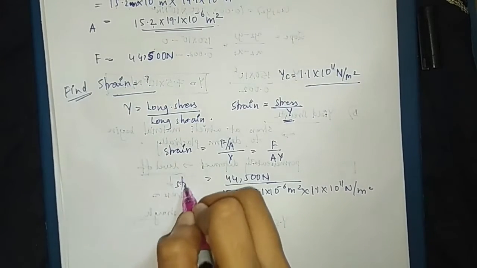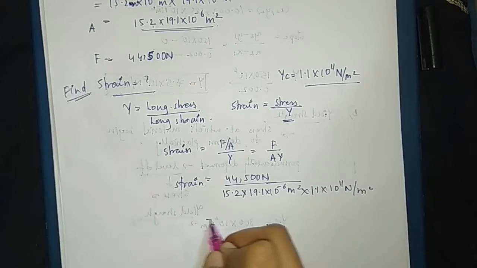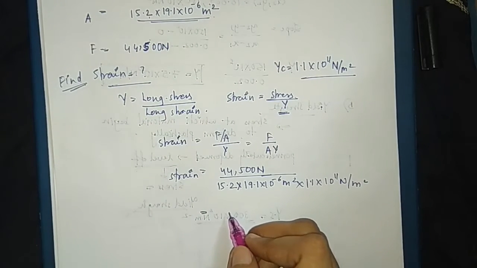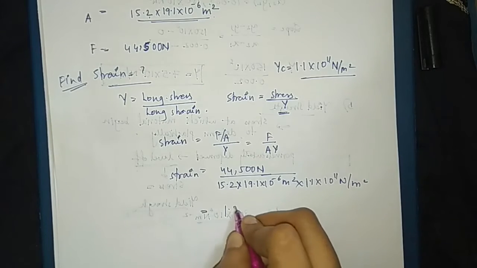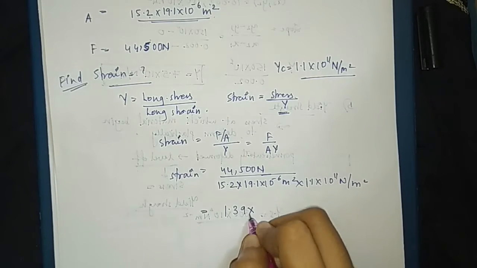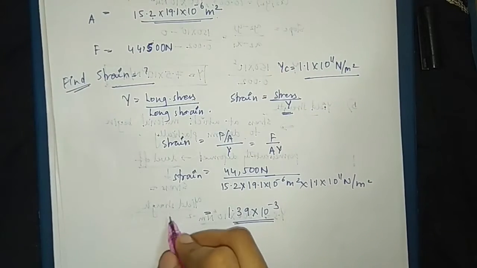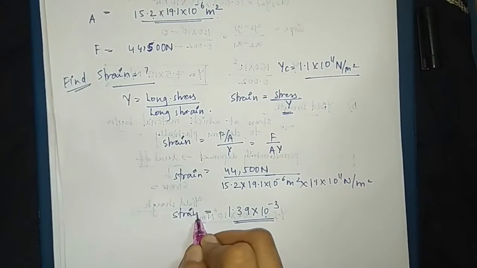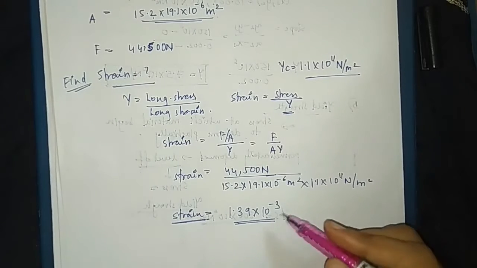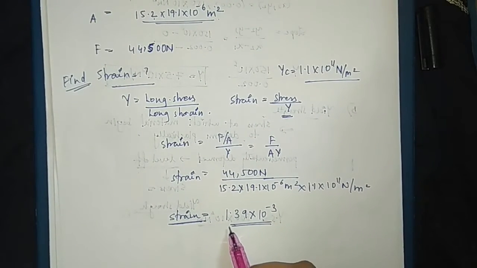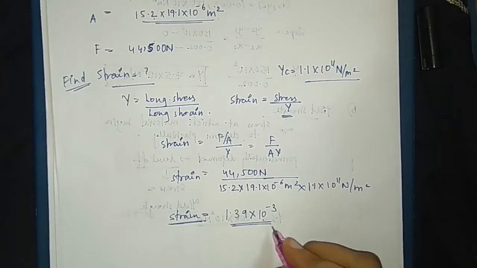So that's strain. After calculation, it's a pretty simple calculation, the value can be obtained as 1.39 into 10 raised to minus 3. Strain is a dimensionless quantity because it is change in length divided by length. We have got the strain on the copper as 1.39 times 10 raised to minus 3.